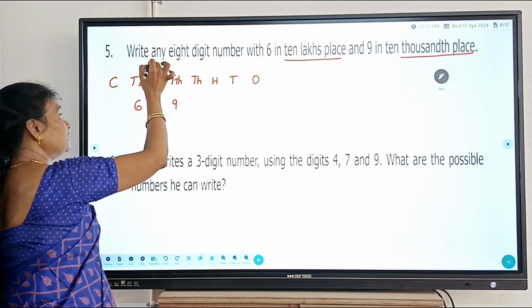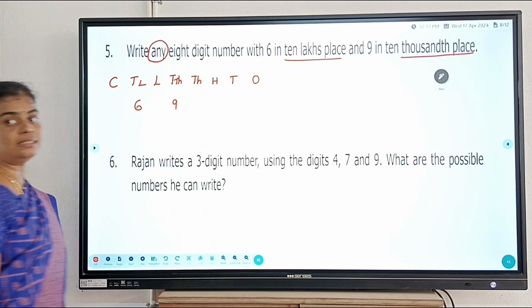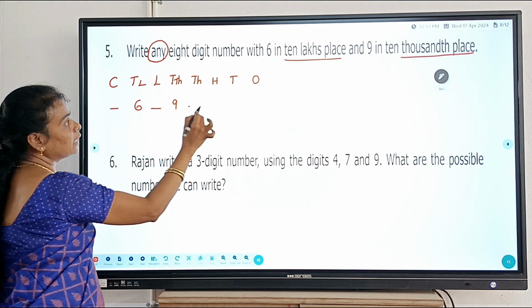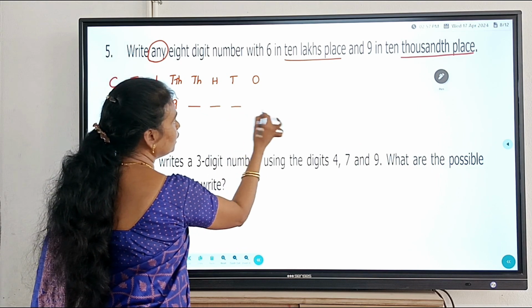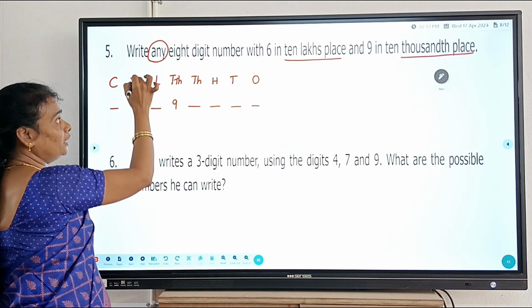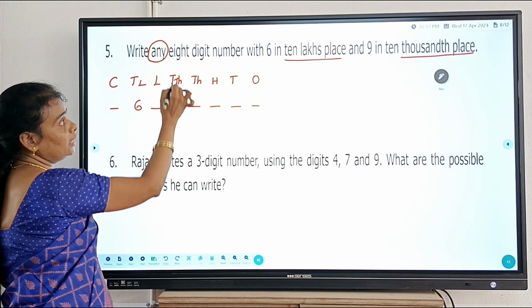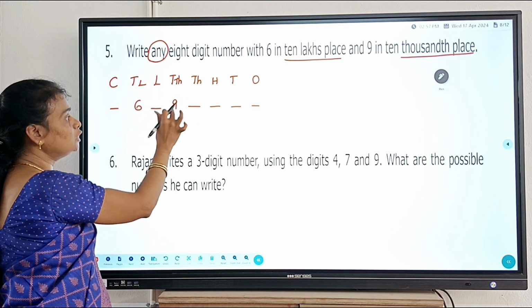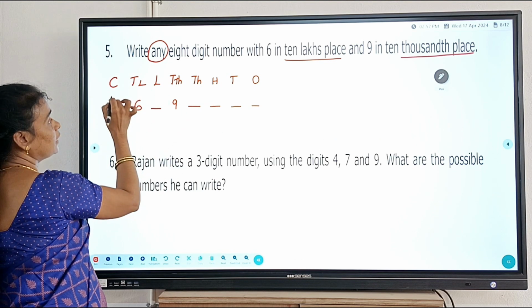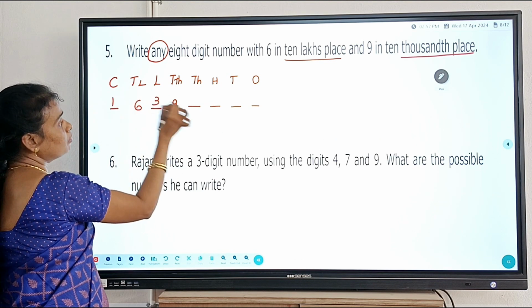So what they are asking is to write any 8-digit number. Any 8-digit number means all these places can be filled in by any number that you like. The exception is you must write 6 only in this 10 lakhs place and 9 only in this 10,000 place. This should not be altered. The other blanks can be filled in with any numbers that you want.